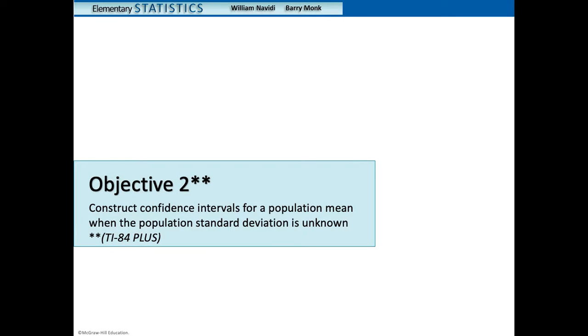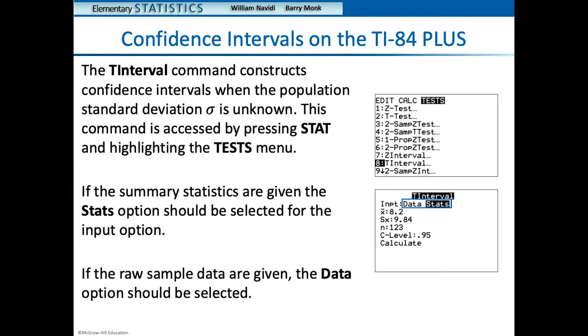Okay, so now what we'll do is we'll go over how to construct these intervals using a TI-84 calculator, and we'll revisit the same two examples, but this time use the calculator to do them. So the function you would want to use for this would be the function called t-interval. And again, it's in the tests menu. If you recall, in section 8.1, we used the function labeled z-interval. This time, we'll use the next one down, the one labeled t-interval.